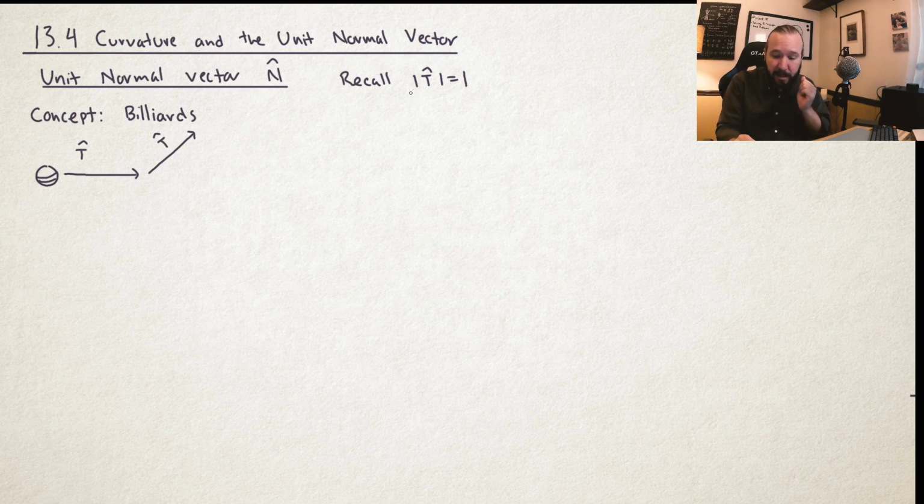Remember that capital T has magnitude 1. So if I want both of these to be capital T's, I can only change the direction. I'm not allowed to change the speed, because if I speed it up or slow it down, then this magnitude would no longer be 1. So let's think about this. You have a pool ball rolling by, and you're going to nudge it in a way that doesn't change its speed. Let's look at what some possible choices are.